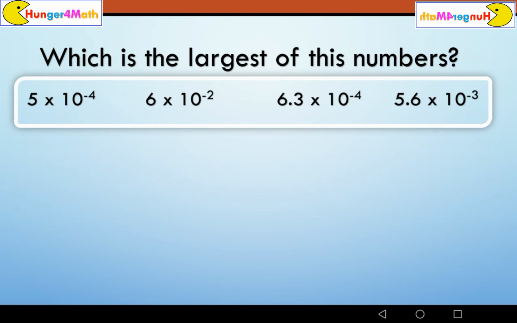Pause the video and try to work it out. Which is the largest of these numbers? At the end of this video, we're going to see the answers.